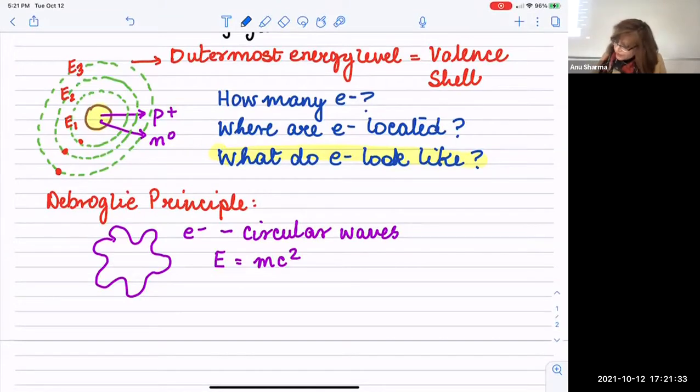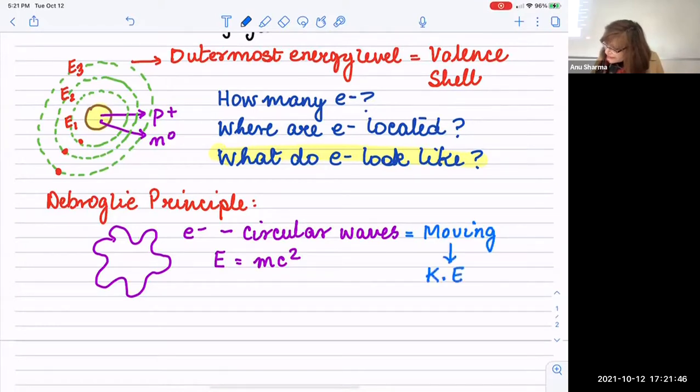Okay, so if these electrons are circular waves, that means they are moving, right? And if they are moving, that means they have kinetic energy. Anything that moves has kinetic energy, energy of motion, right? And that energy of motion is this here. This is the speed of light.